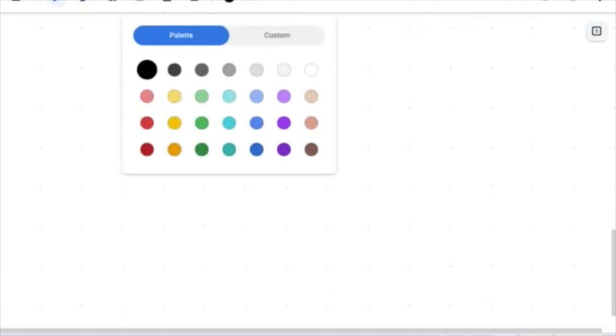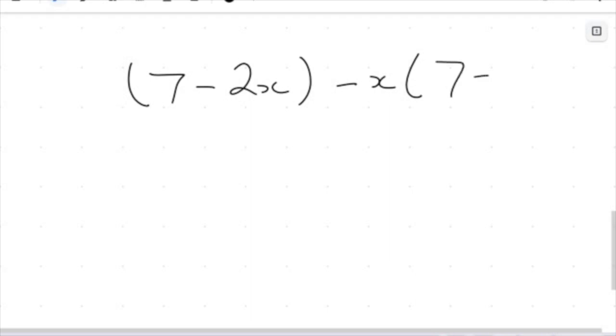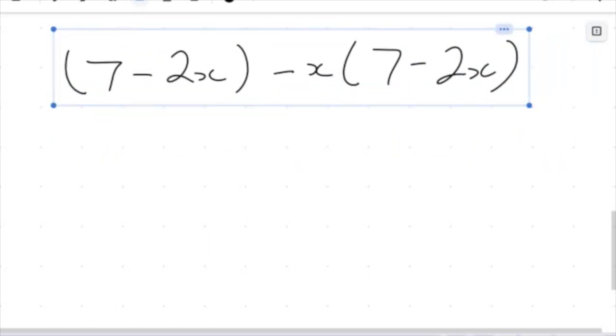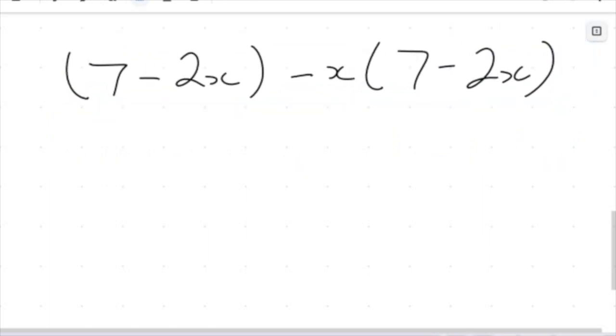Now let's look at one more example, and then we're going to keep looking into some more factorizations for the rest of this course. Now here I want to factorize 7 minus 2x minus x outside of 7 minus 2x. Now, we are once again looking for a common factor to both of these terms. Something that is being multiplied, which is the same.